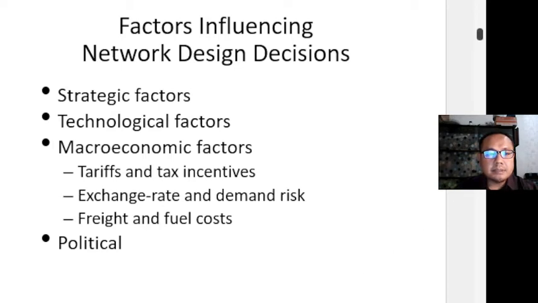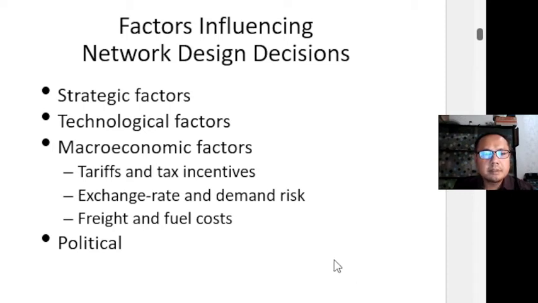And then, as you can see, the second one is technological factors. Characteristics of available production technologies have a significant impact on network design decisions. If production technology displays significant economies of scale, a few high capacity locations are most effective. This is the case in the manufacture of computer chips, for which factories require a large investment and the output is relatively inexpensive to transport. As a result, most semiconductor companies build a few high capacity facilities.